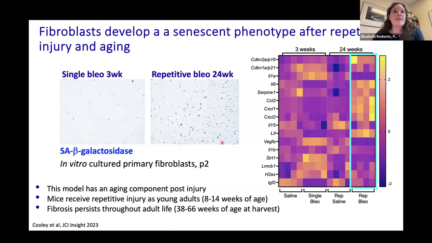There were also gene expression pattern changes associated with senescence in the repetitive bleomycin, which we can see here on the right, compared to the pattern of gene changes after single-dose bleomycin. The other thing about this model that we like to think about and consider is that it really has an aging component built in post-injury. So mice receive their repetitive injury as young adults between 8 and 14 weeks of age. And then their fibrosis is really developing and persisting throughout their adult life. Again, ending in these histological changes and physiological changes that are more reflective of patient lungs than the single dose model.